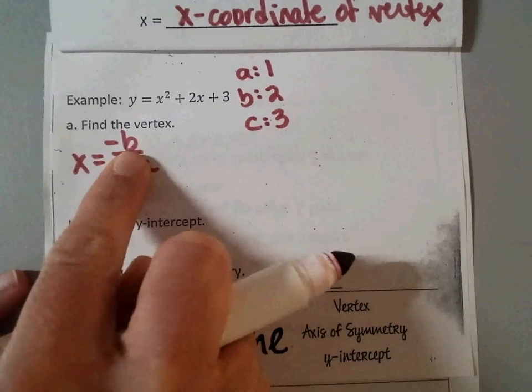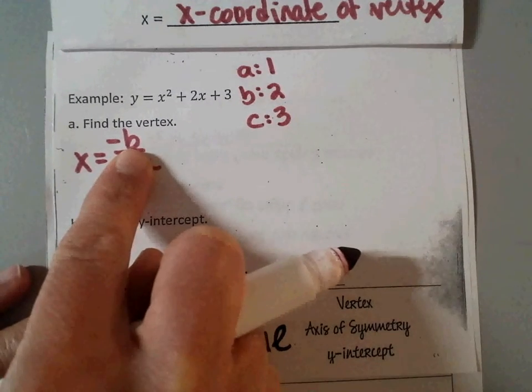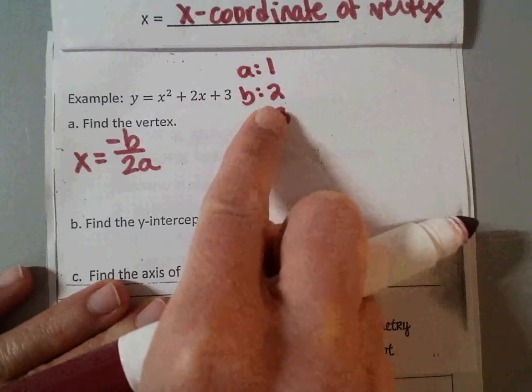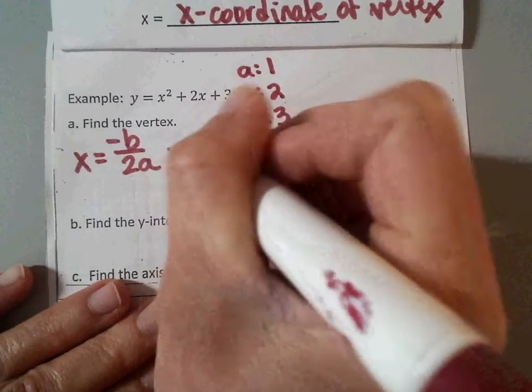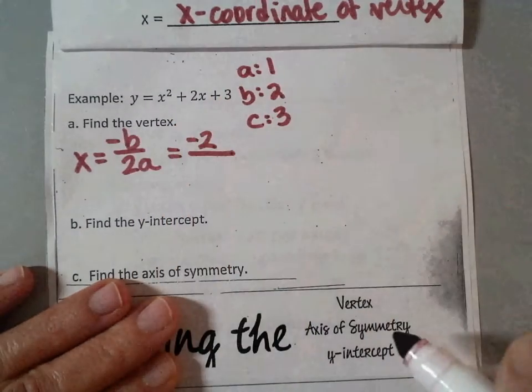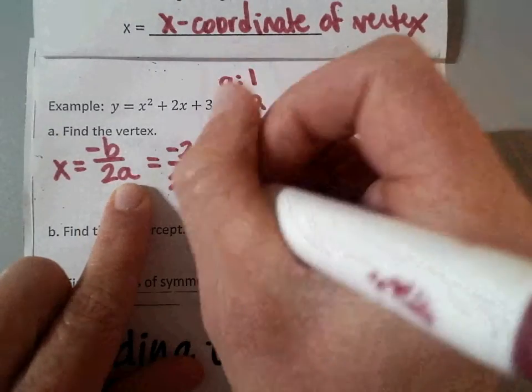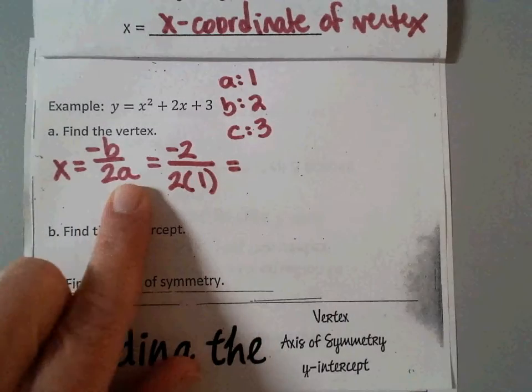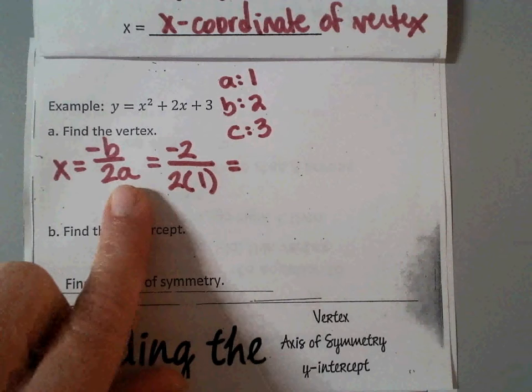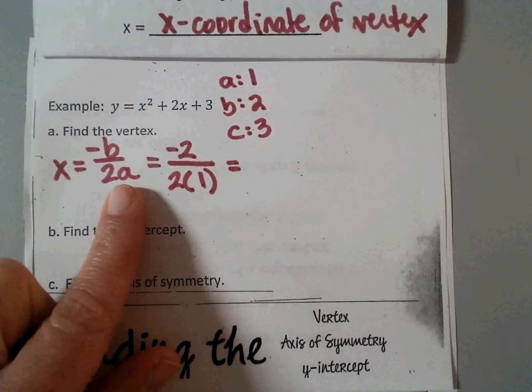So it's opposite of b. No, that's not a 6. It's a b. So opposite of b would be what? -2. -2 divided by 2 times a, and a is how much? 1. Now remember, if you're going to type that in on your calculator, you have a fraction button, or you can do it in your head.